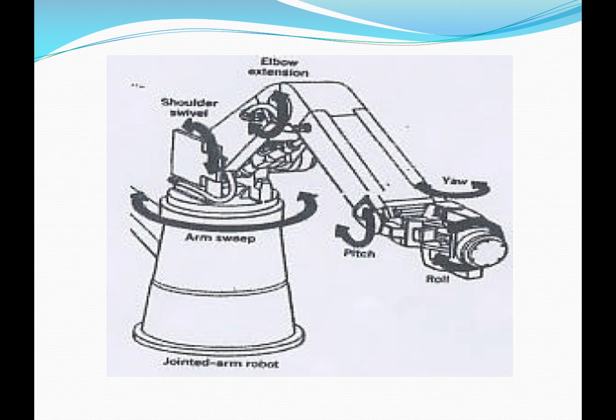So here's an example of that. Here we've got an arm sweep that goes this way, a shoulder swivel. Now this shoulder swivel actually has only 1 degree of freedom because it'll only go this way, but it gets a second one from this rotation. We've got an elbow extension here. We've got the pitch, that's the wrist movement. The roll is this here. The yaw, I'm not sure where they're looking at the yaw.